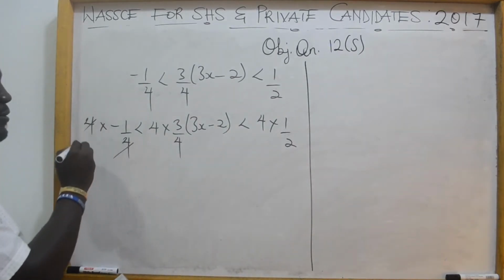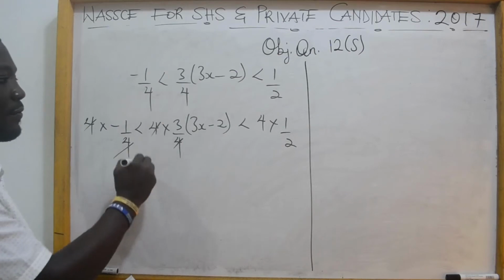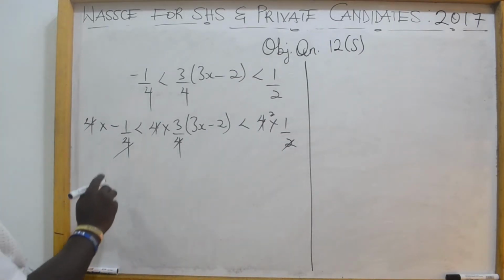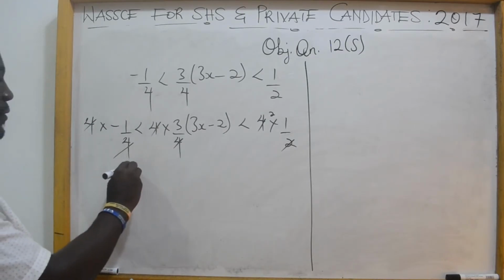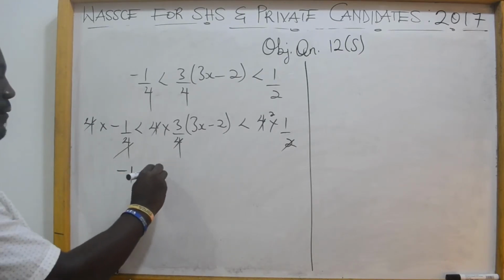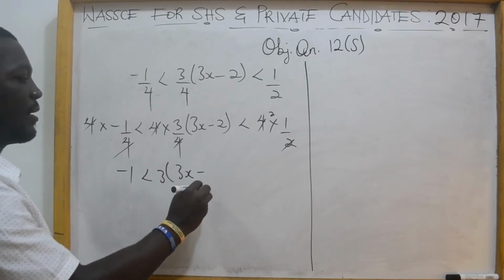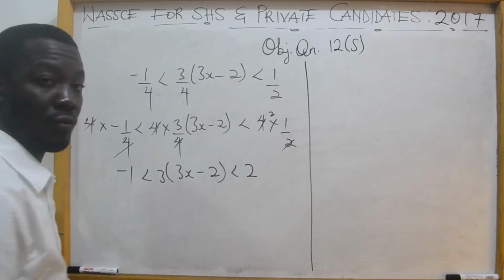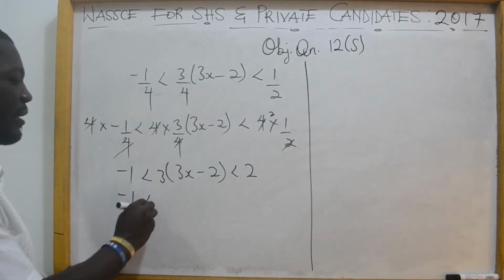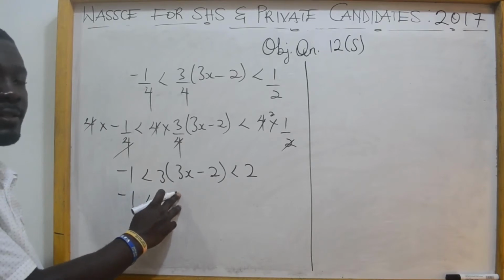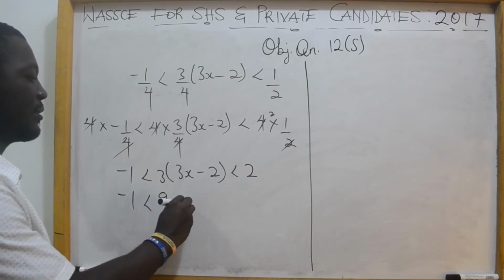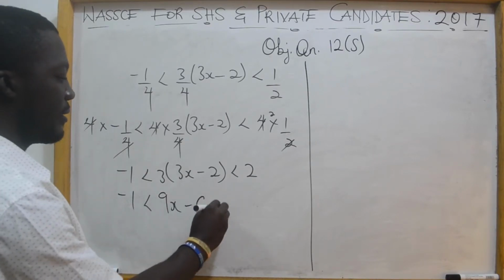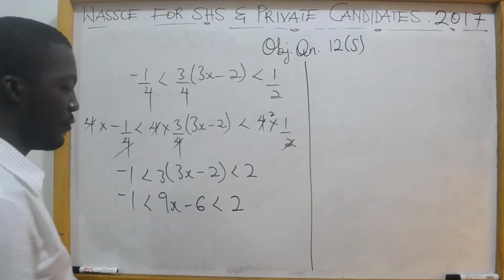4 will cancel 4 here. 4 will cancel 4. 2 into 4 is 2. So we will have -1 here less than 3 into bracket 3x minus 2. It's less than 2 times 1 is 2. Then we expand the bracket. 3 times 3x is 9x minus 3 times 2 is 6, which is less than 2.